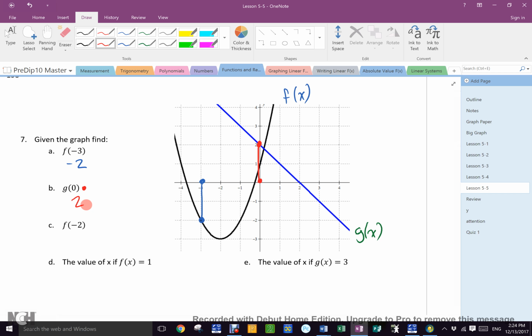Why is it G and F? Just because those are the names I gave it. Why are you Taylor and she's Kayla? We use letters to differentiate between two functions.